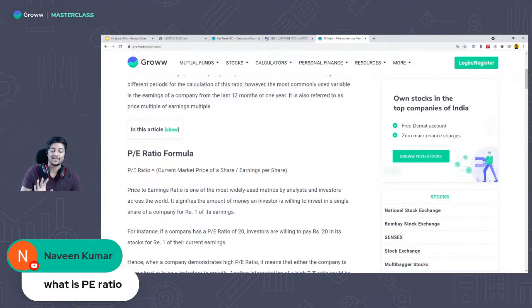So it basically says that if the earnings per share is, say, 10 rupees, at what premium is the stock price selling right now? If the stock price is at 100 and my earnings per share is 10 rupees, that means the PE ratio is 10 times. So my stock is currently trading at 10 times its earnings. Okay, so that is what it basically says. Hope that answered your question, Naveen. Good question, by the way.